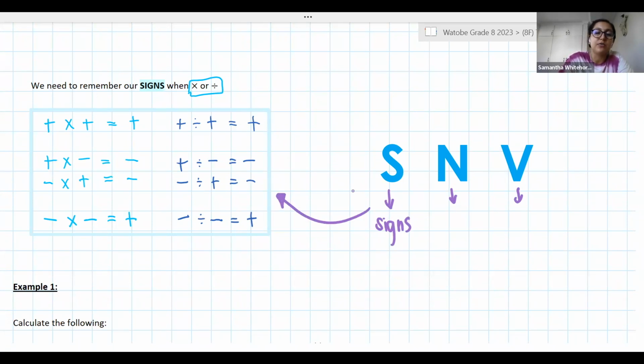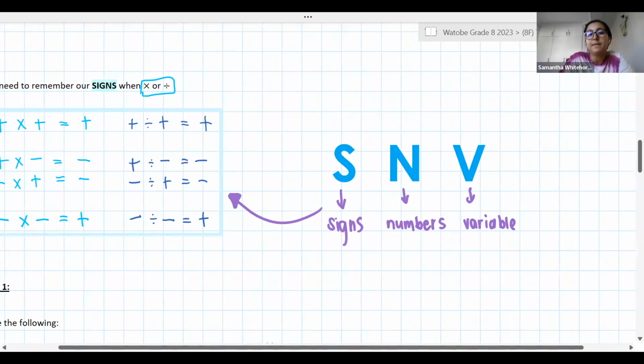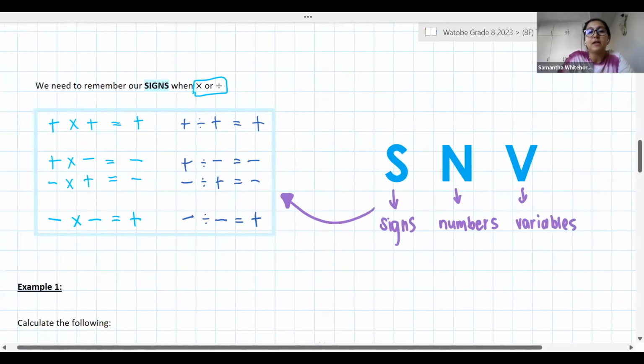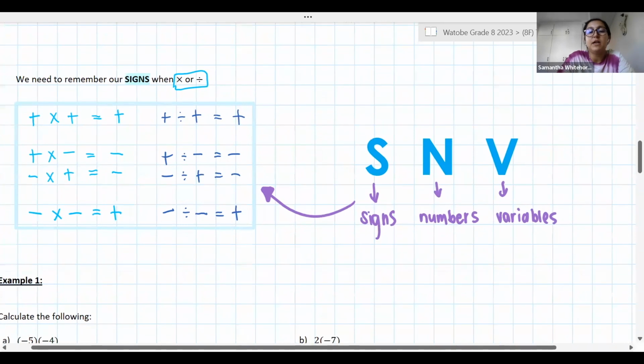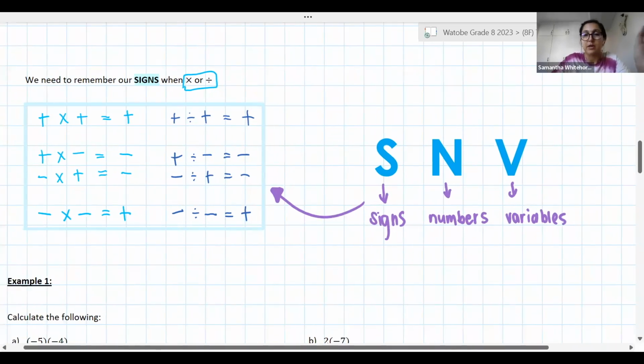And this is now sort of from this block that we've just done. Then we will multiply or divide the numbers that we have been given. And then we will deal with the variables that we have in our terms. And so if we remember S, N and V, then we should hopefully be able to multiply and divide correctly.